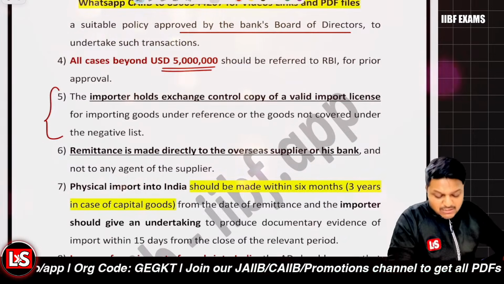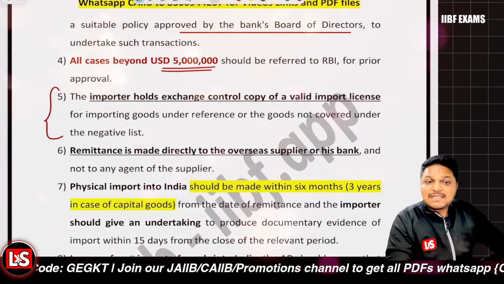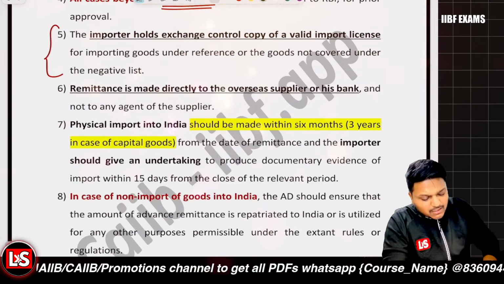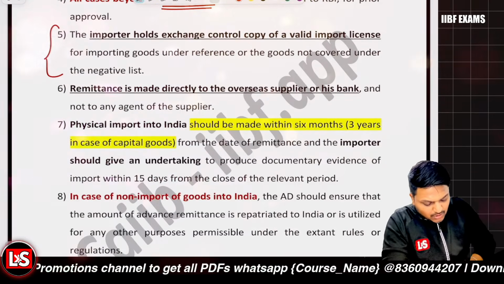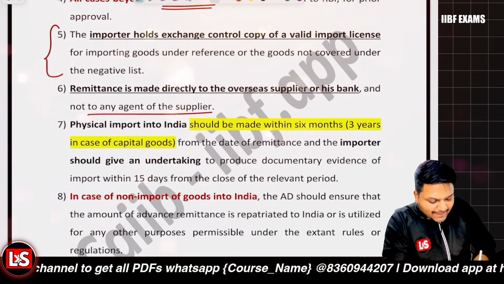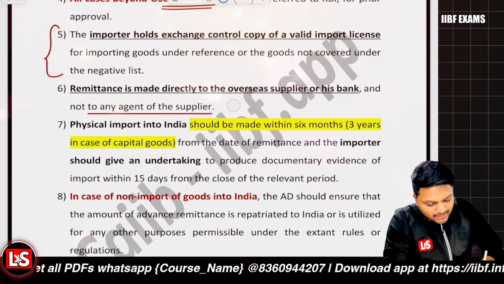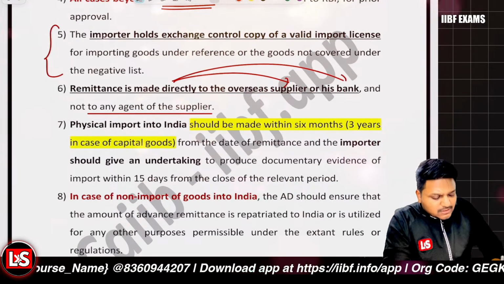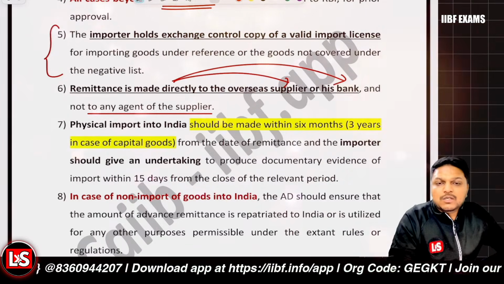And the remittance is to be made directly to the overseas supplier or its bank and not to the agent. You cannot make an advance payment to the agent of the supplier, right? You are to make payment directly to the overseas supplier, or directly to the supplier's bank, but not to the agent of the supplier.